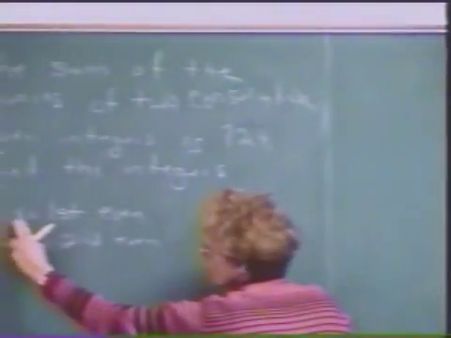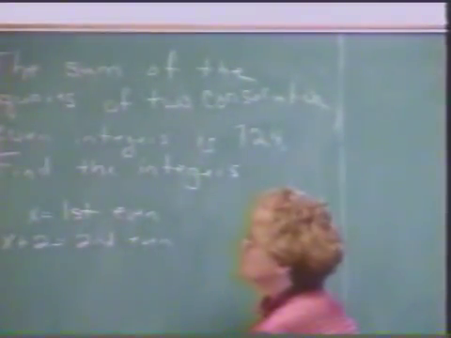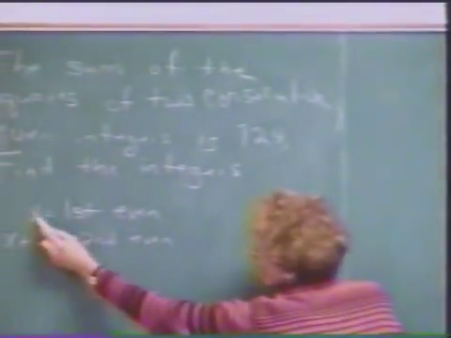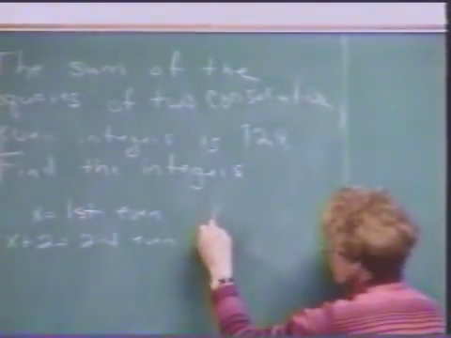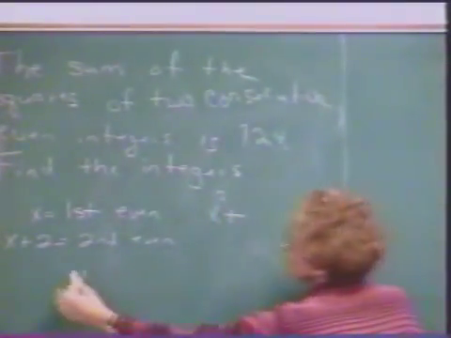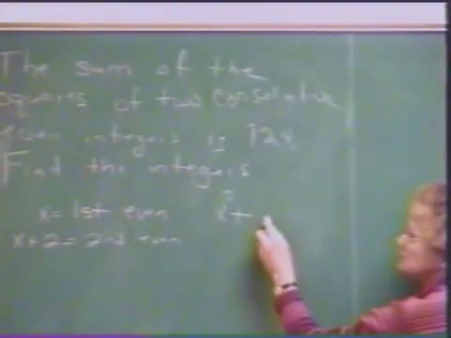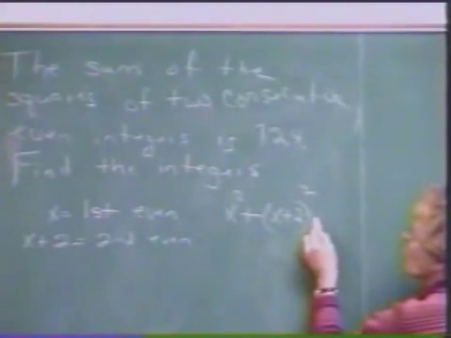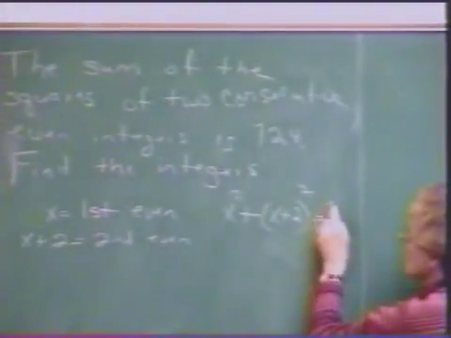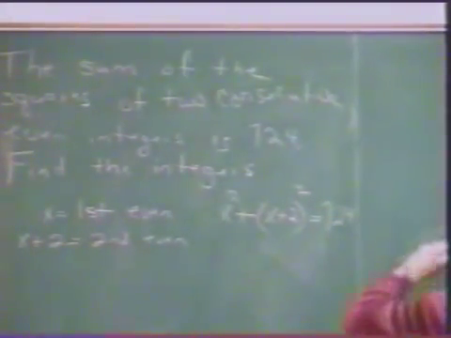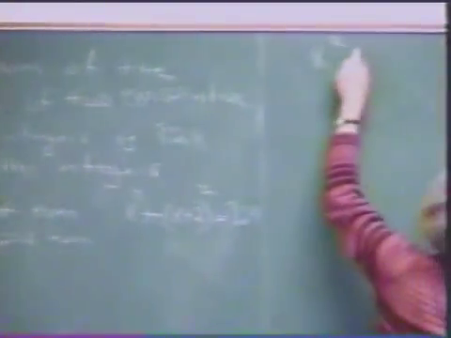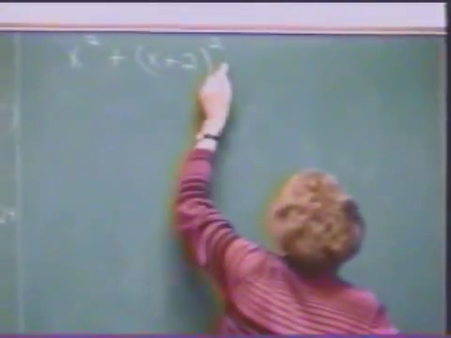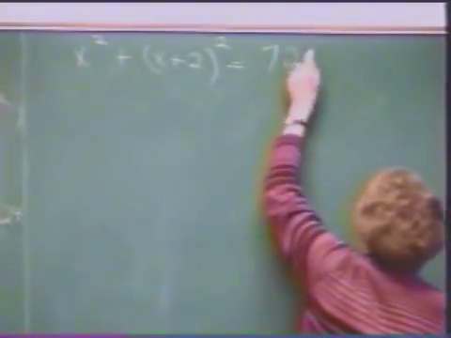If I was going to do the square of this first one, I would put what? What would be the square of x? Just x squared. What would be the square of x plus 2? The expression x plus 2 squared. And we want that to be equal to 724. So let me move up here so we can see this. X squared plus x plus 2 squared equals 724.